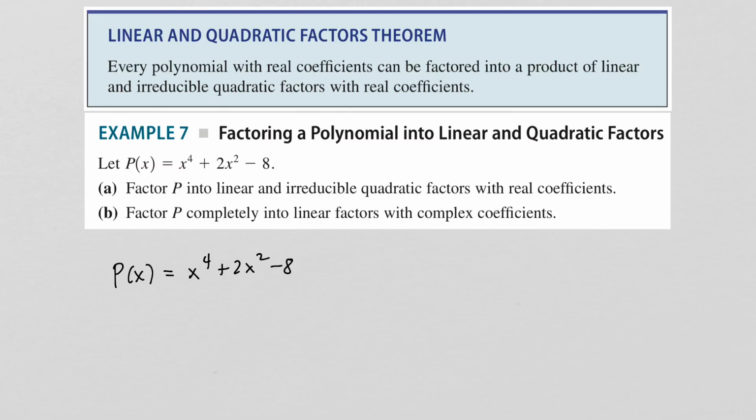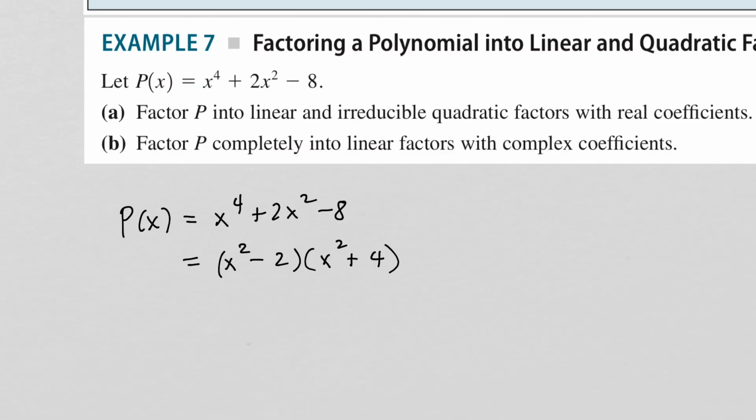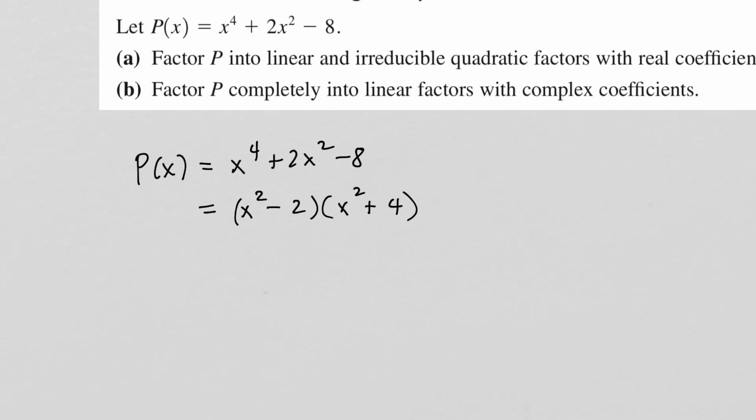So first, let's just recognize that the original polynomial can be factored fairly simply by using x squared and x squared, and then we'll use minus 2 and plus 4. And you can pause this to double check to make sure that this is equal to the original polynomial, and I assure you that it is.